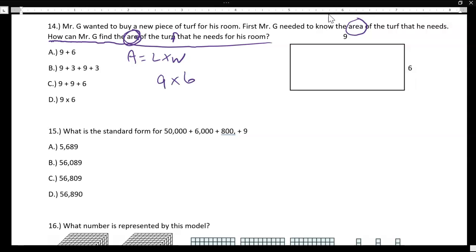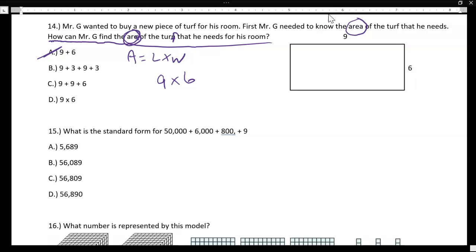Now, do we need to solve it? No, because if you look at your answers, it doesn't say solve. There's no equal. So A, 9 plus 6. No. We're doing times. If we did 9 plus 6, what would we be trying to find? 15. Perimeter, because for perimeter we add. Area multiply, perimeter add.